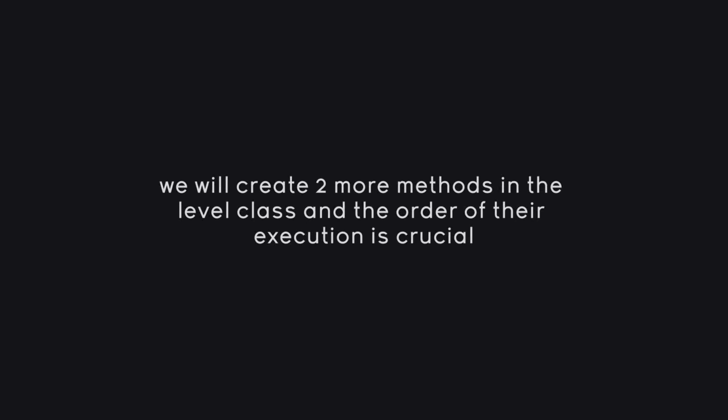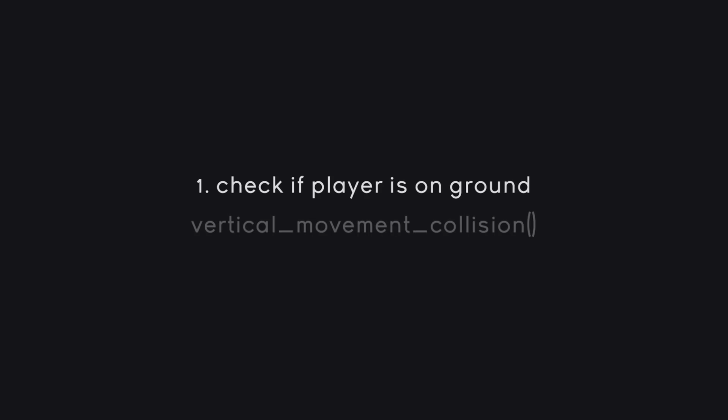Inside of our level class, we are going to create 2 new methods. And the really important thing here is when we are calling these methods. The first method is going to check if the player is on the ground or not. And this method is going to run before the vertical movement of the player. So we know that before any collision happens, if the player is on the ground or not.